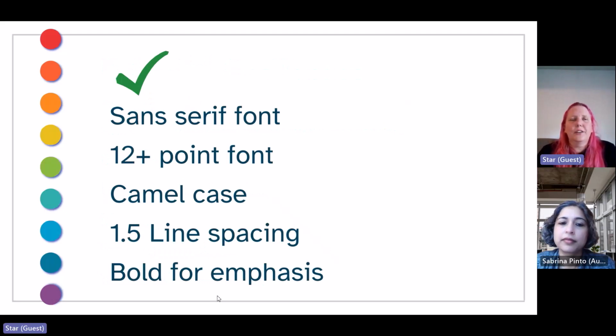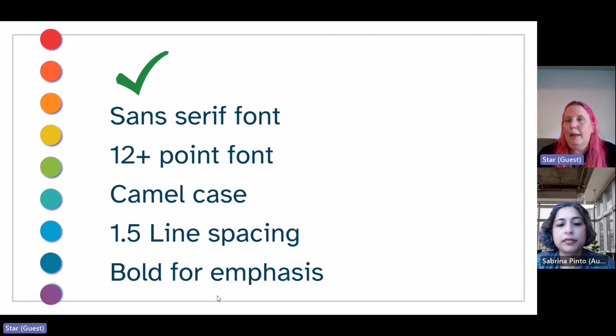I want to start with just a few basic do's and don'ts before we dive in. Your font choice is going to make a big difference for people who are dyslexic, as well as for people who are visually impaired. This font that I use for everything I do is Atkinson Hyperlegible, and it's a free font that you can download that's specifically for people who are visually impaired. You want to use at least a 12-point font and camel case.